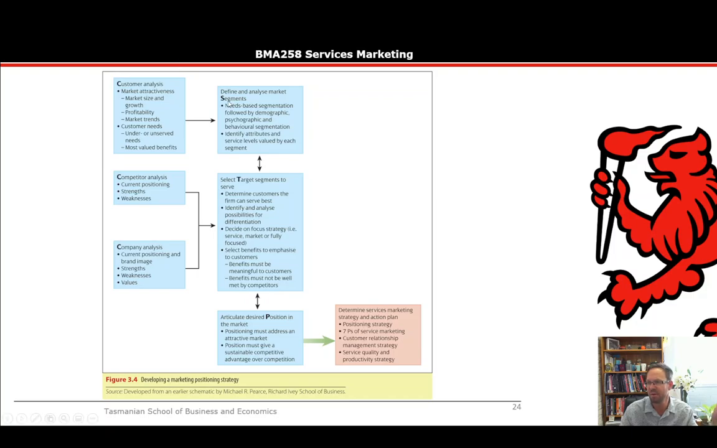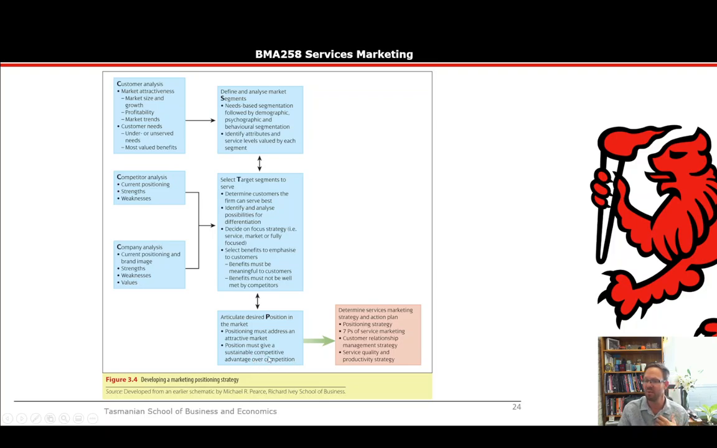Right, so once we've got the segments, diced up the market, cut it up into different sections, different segments, we can choose the most profitable segments, we target those ones, and then we want to position. Now, articulate desired position in the marketplace. Now, positioning must address an attractive market, which you should have done. If you've done your competitor analysis and your company analysis right, you should have the correct target segments, the most profitable target segments, which you're going to go for. And then position must give a sustainable competitive advantage over our competition. And this links right back to our organisational strategy, which is the goal.